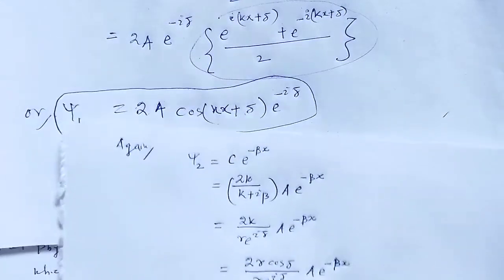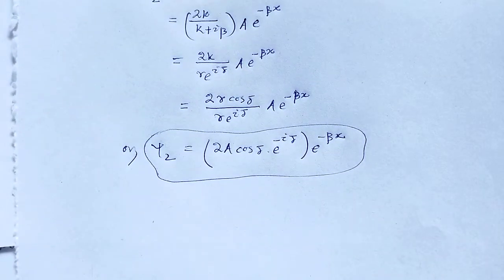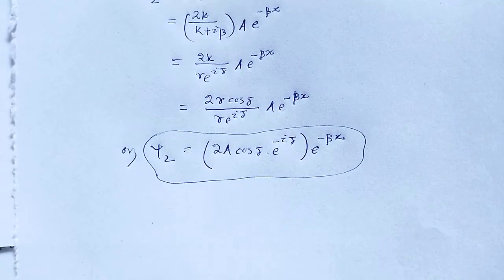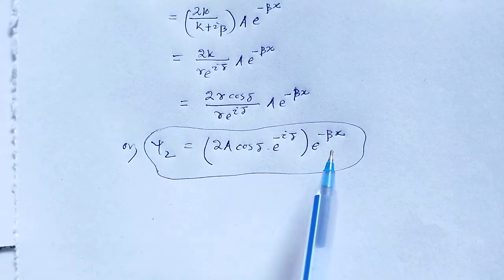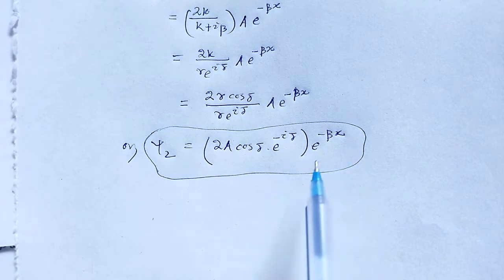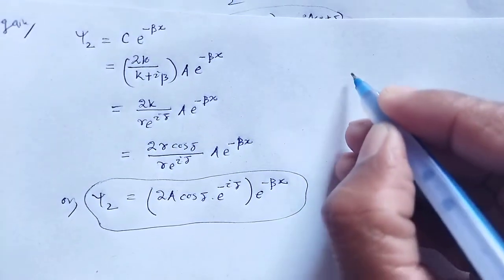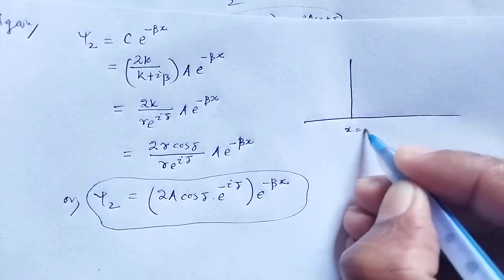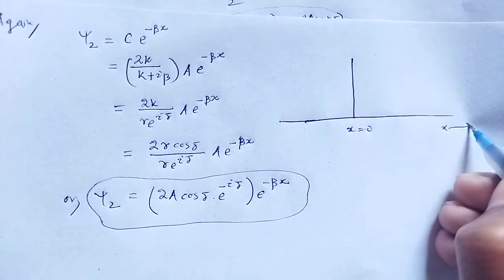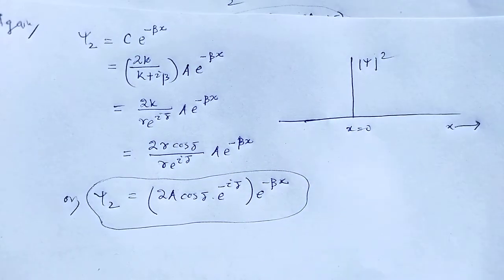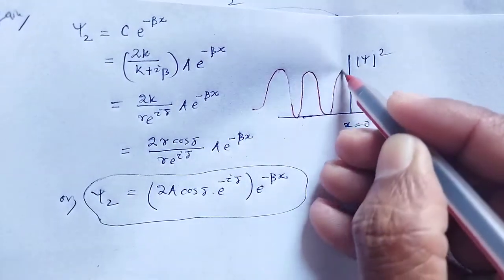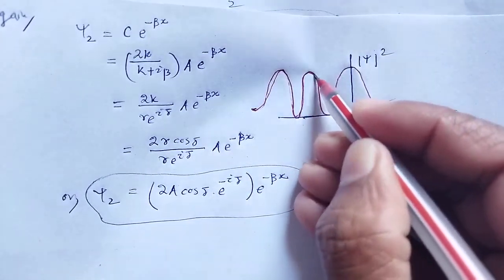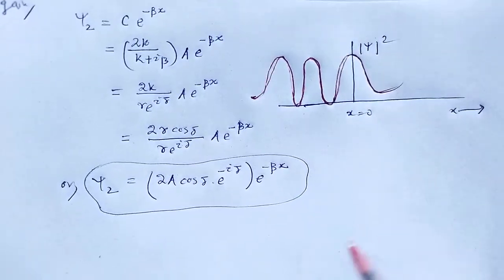This is psi 2, psi 1 and psi 2. The solution for psi 2 signifies that the wave function in region 2 is exponentially damped, e to the power minus beta x. That means at x equal to 0, that is the x axis, and this is the probability of finding the particle, psi square, that indicates the wave functions are damping off. These wave functions are damping off, psi 2 indicates.